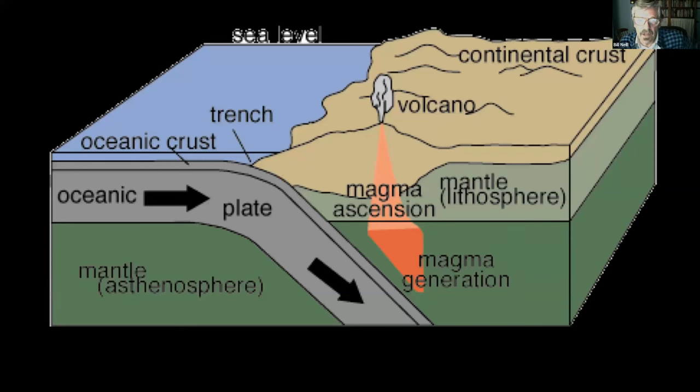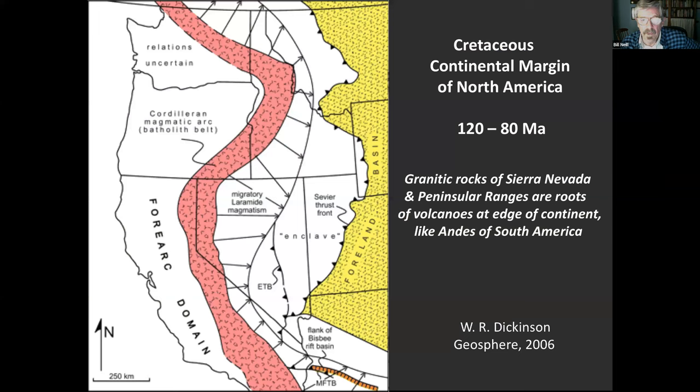So what happened then is the continental margin turned into a subduction complex. The oceanic plate was going beneath North America, and we had a line of volcanoes along the continental margin, like the Andes of South America now. So this, in the pink, is the magmatic arc coming down from Idaho into Northern California and into the Sierras and down into the peninsula ranges.